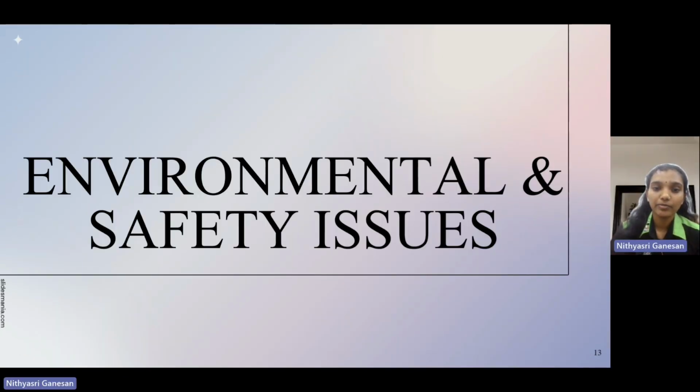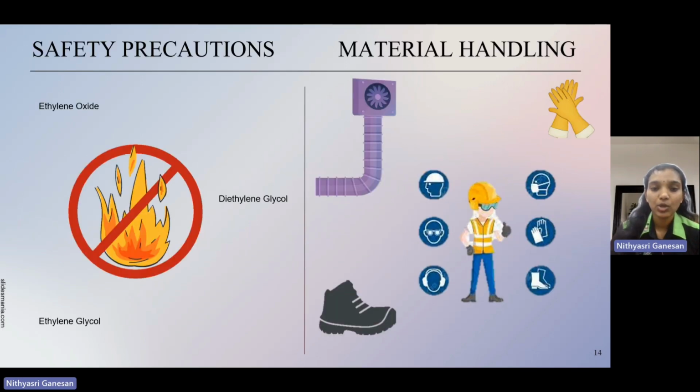Now, we will discuss more on environmental and safety issues. Safety is top priority in plants. Strict safety precautions should be followed. When handling compounds like ethylene oxide, ethylene glycol, and diethylene glycol, we avoid open flames, use closed systems, proper ventilation, and non-sparking tools. Efficient material handling and proper storage practices are essential in manufacturing. By following appropriate guidelines, we can prevent accidents and ensure the safety of personnel. For example, when handling materials like ethylene oxide, we can use safety gloves and shoes and employ explosion-proof equipment.